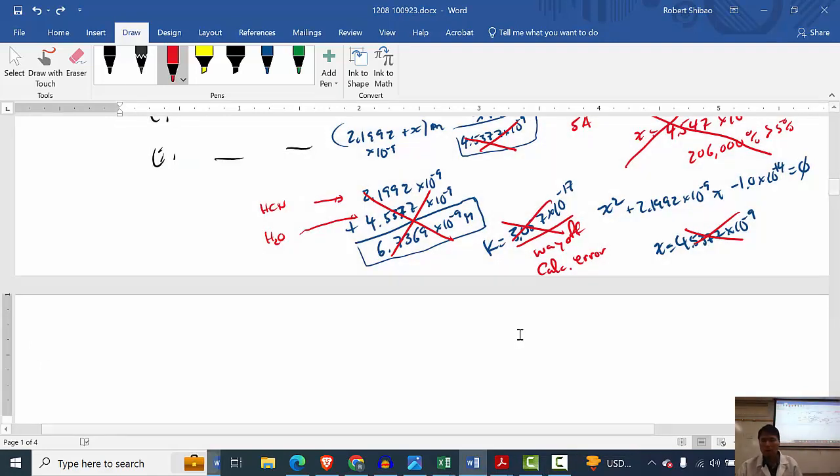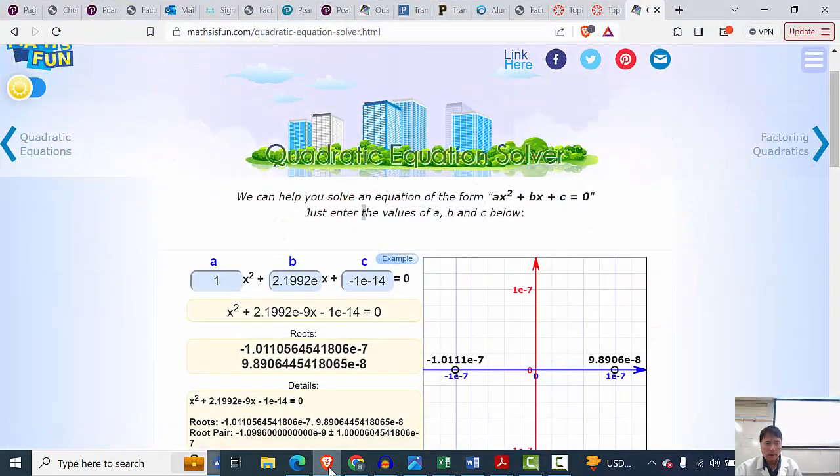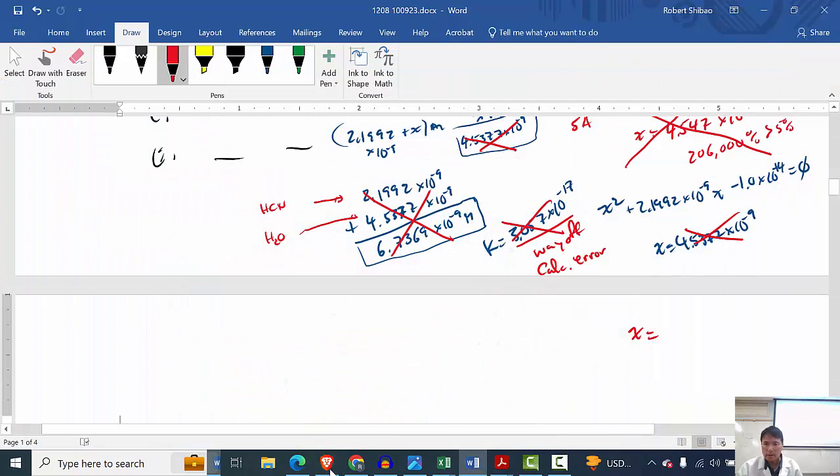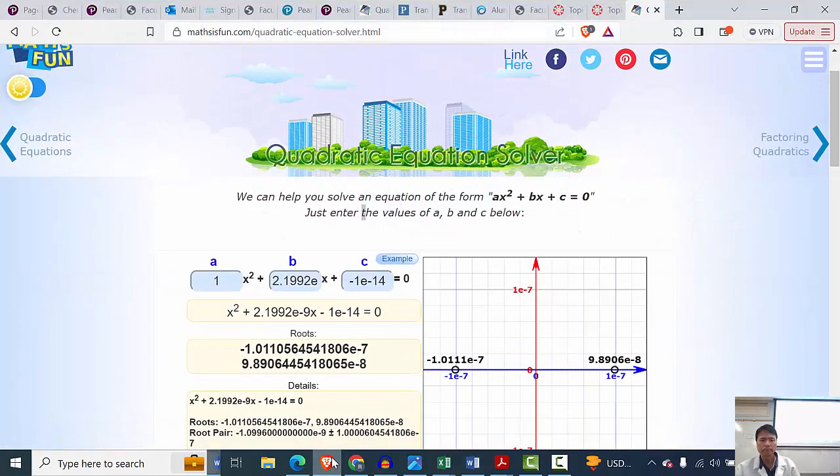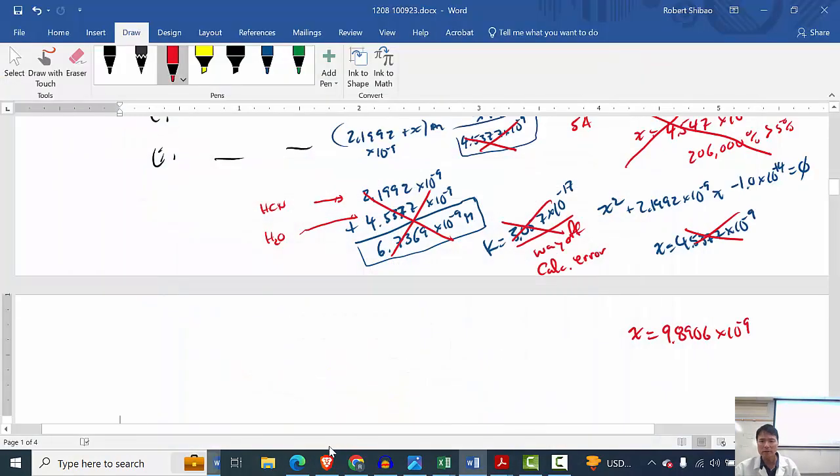All right. So I redid the quadratic there, and we get this value for x. So x is equal to 989.06 times 10 to the minus 9. Oh, not 9, 8 times 10 to the minus 8.